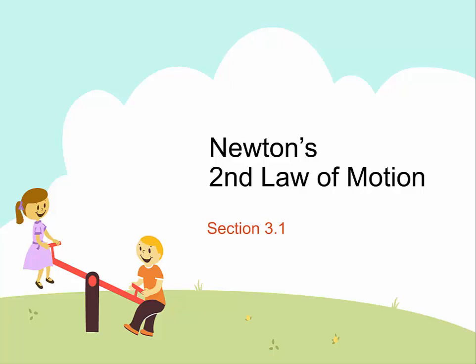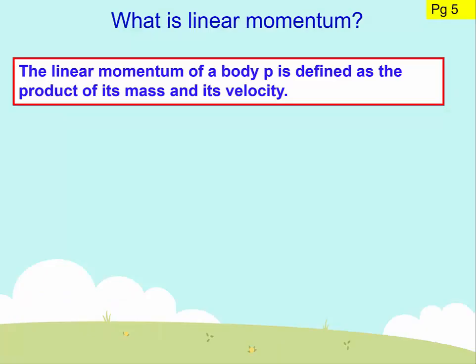In this section, we will be looking at Newton's second law of motion. Before we look at Newton's second law, we need to understand certain terms first. The first term we need to know is linear momentum. Linear momentum, symbol P, is defined as the product of its mass and velocity. Simply put, P equals m times v.